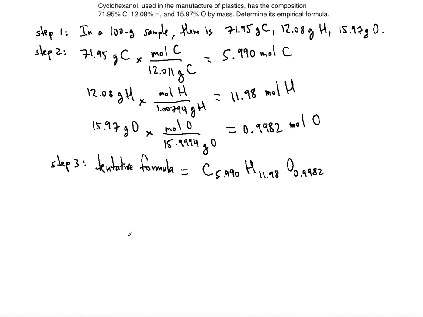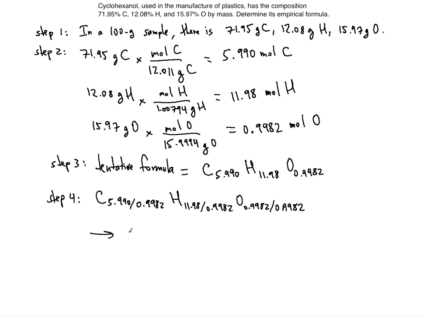Now the last step, actually step 4, is you're going to take each element and divide it by the smallest number, and in this case each of these numbers will be divided by the smallest number, which is this 0.9982. Right, so divided by 0.9982, and then finally oxygen, 0.9982 divided by itself. Okay?